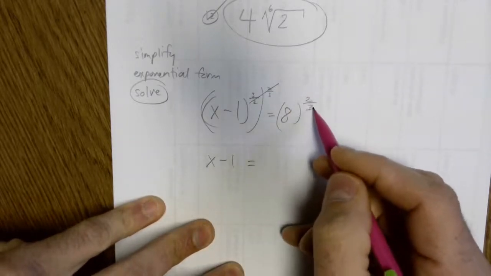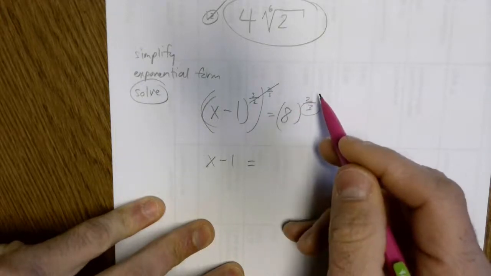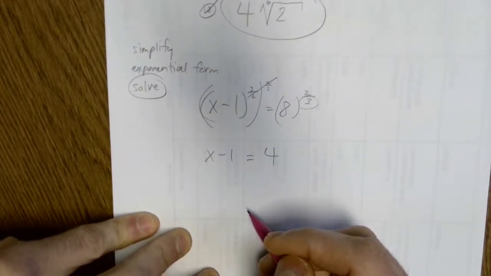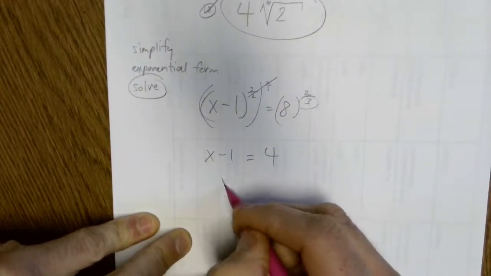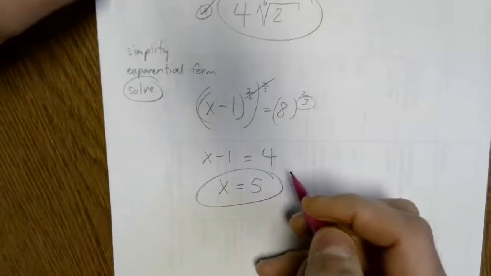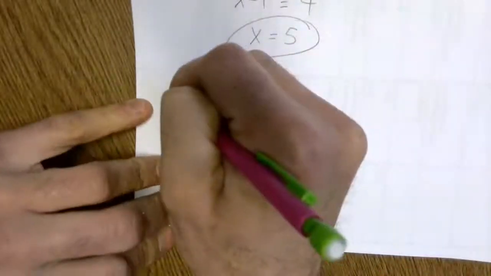Let's break this up. What's the cube root of 8? 2. And then 2 squared? 4. So now we're back to the first week of pre-algebra here. x minus 1 equals 4, and we've got x equals 5. So you can solve these things. Okay, let's do one more like that, and then we'll be done.